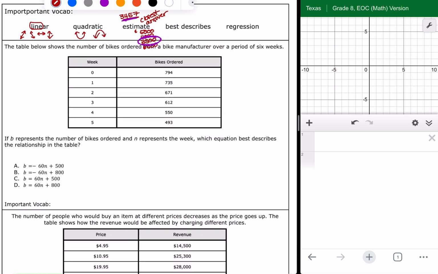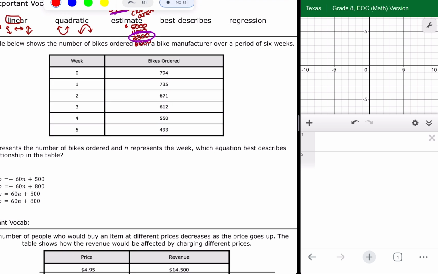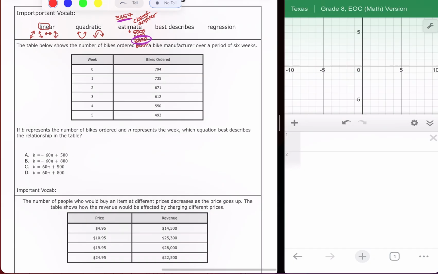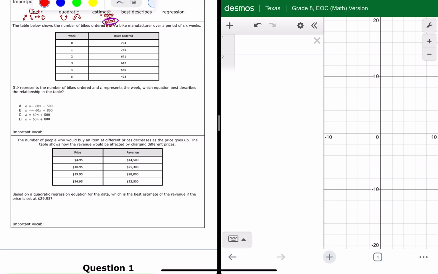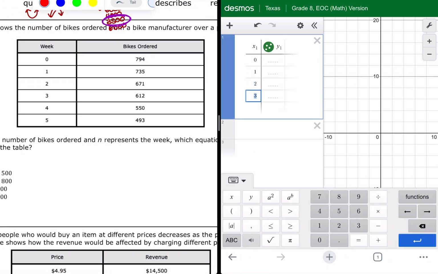Okay, so let's go and look at the first example. It says, the table below shows the number of bikes ordered from a bike manufacturer over a period of 6 weeks. If B represents the number of bikes ordered and N represents the number of weeks, which equation best describes the relationship in the table? So I'm going to go ahead and put this table into Desmos. This is my first step. This is the go-to step. You see a table, you go to Desmos.